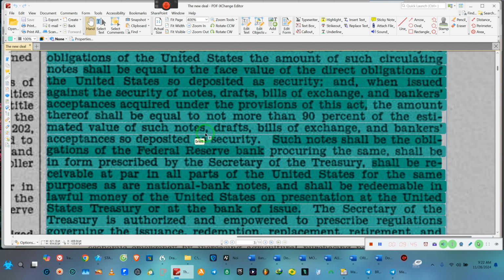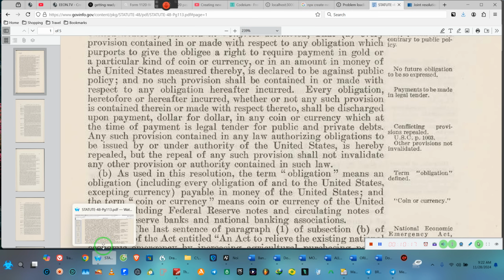Such notes, drafts, bills of exchange, and bankers' acceptances, so deposited as security, they are securities. That's the first thing you need to understand. They qualify as securities not under the Securities Exchange Act, but the Securities Act of 1933. Shh, not supposed to know that. Such notes shall be obligations of the Federal Reserve. So they are obligations. Didn't we just learn about obligations? Hold on now, because some of y'all don't understand obligations.